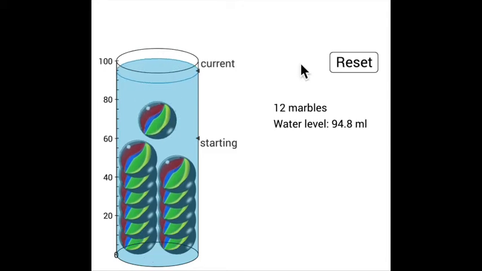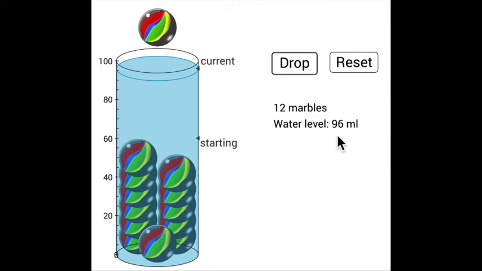Well, if I get to 12 marbles, that's 96, and take away the 60, I'm at 36 milliliters. 96 minus 60 is 36. Well, that's a multiple of 3. 3 times 12 is 36.